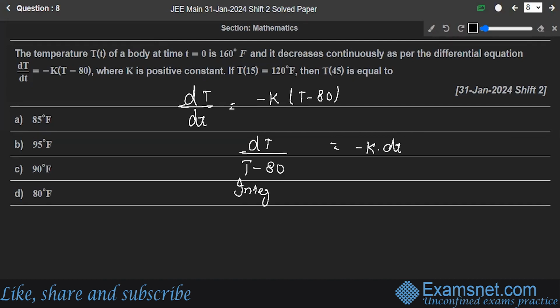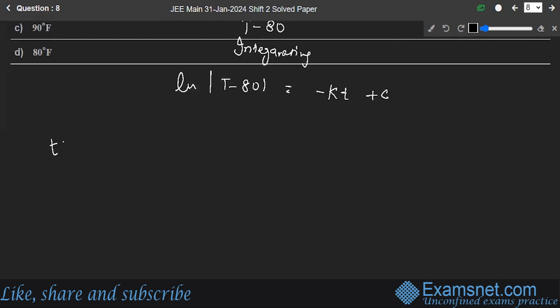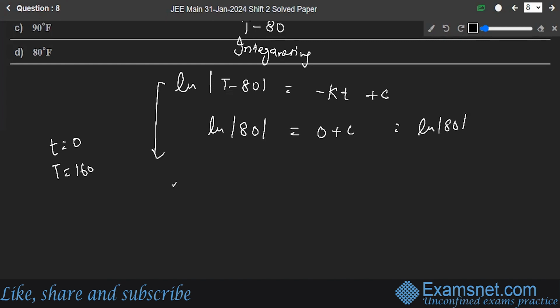Let's integrate. Integrating, you will have log of T minus 80 is equal to minus kt plus c. Now you're given that when time is equal to 0, temperature is 160 degrees. That makes log of 160 minus 80, this gives me 80 only, equals 0 plus c. So c's value is equal to log of 80. So now this equation becomes log of T minus 80 is equal to minus k into t plus log of 80. So let's take it on the left hand side.